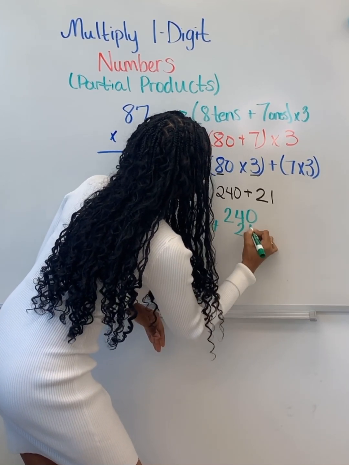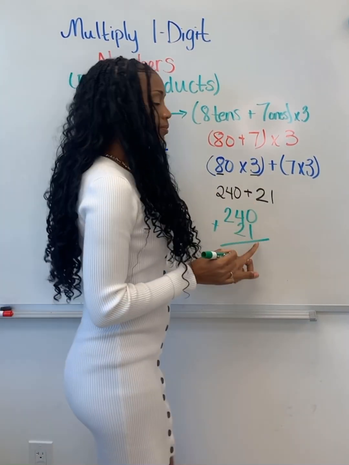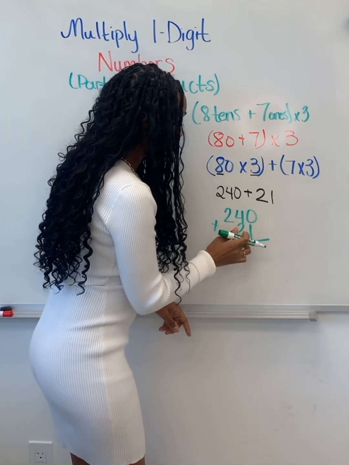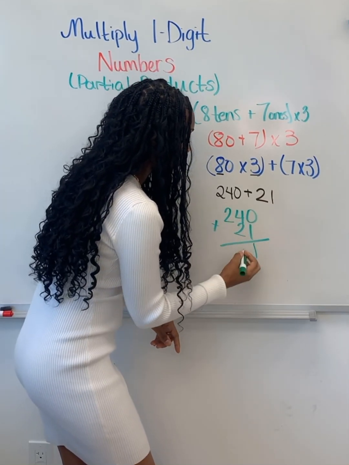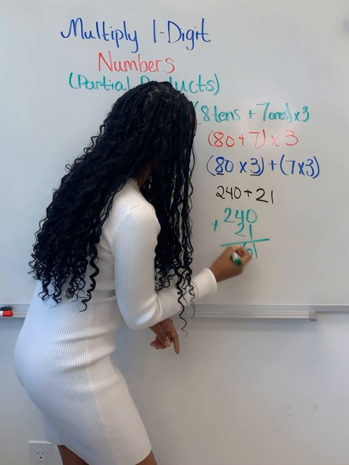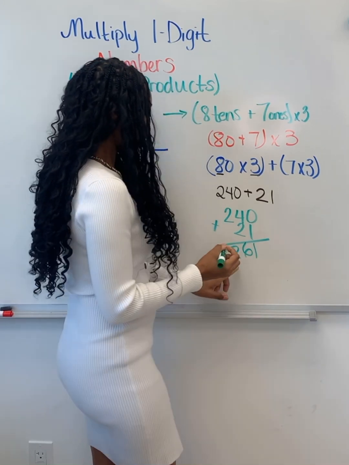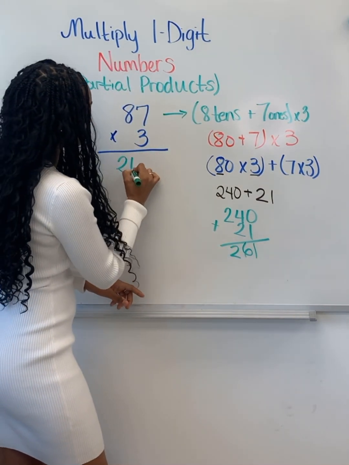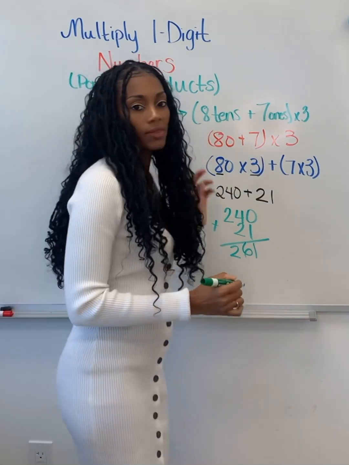240 plus 21. I use my ones place first. 0 plus 1 is 1, 4 plus 2 is 6, and 2 plus 0 is 2. So my answer becomes 261. That is going to be the product.